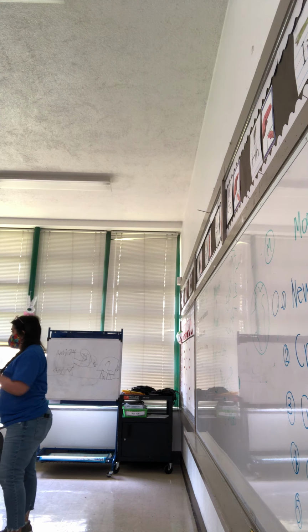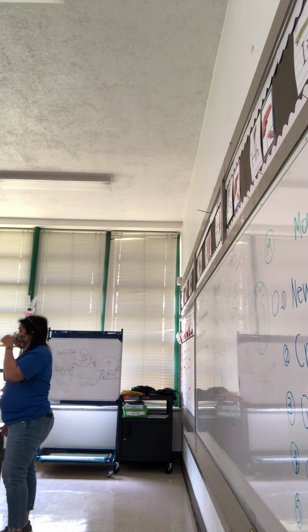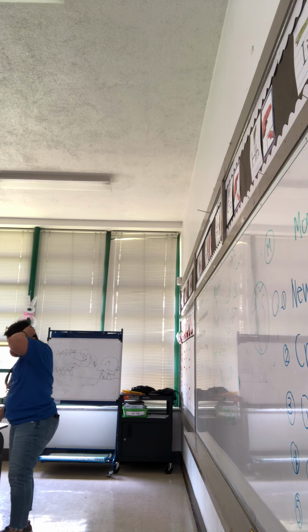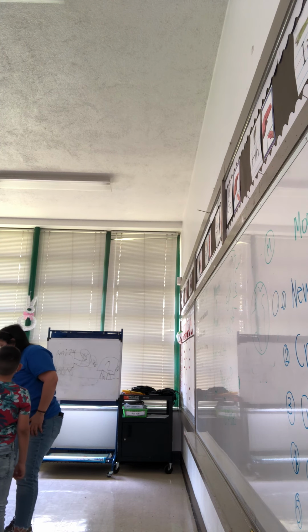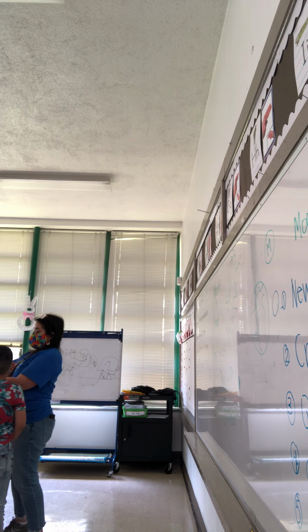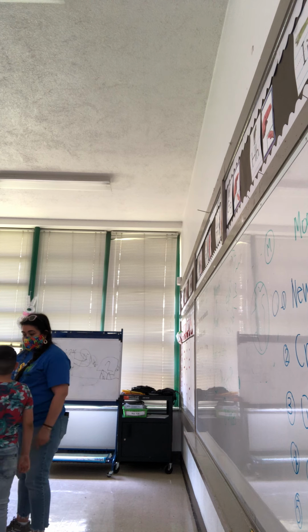How's he doing over there? Everybody's doing a good job? He's doing each individual circle. All right, so next we're going to do F for full moon. Now put your name on top.